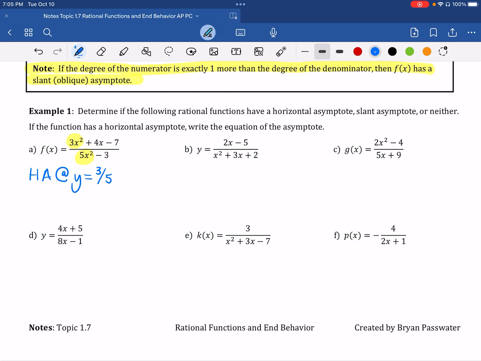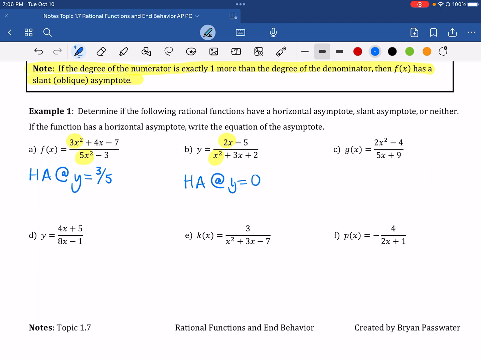Okay, so then this next one, again I'm making sure it's in standard form, and I'm looking at the leading term over the leading term. By looking at these, I can tell that the denominator dominates because the degree of the denominator is greater than the degree of the numerator, which tells me that I'm going to have a horizontal asymptote at y equals 0.